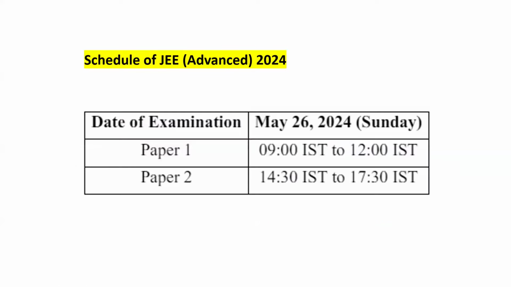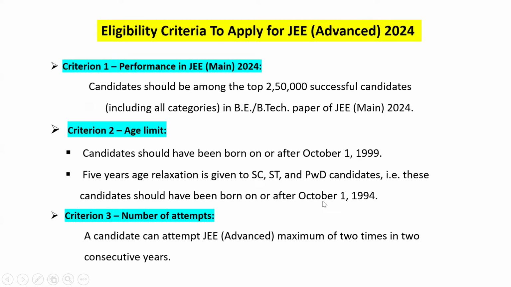Next, here you can see this is the schedule of the JEE Advanced 2024 examination. The date of examination is May 26th, 2024, Sunday. Paper 1 is in the morning session from 9 a.m. to 12 noon. Paper 2 starts from 2:30 p.m. to 5:30 p.m. Okay, this is the examination schedule of JEE Advanced 2024. Here you can see the eligibility criteria to apply for JEE Advanced 2024.